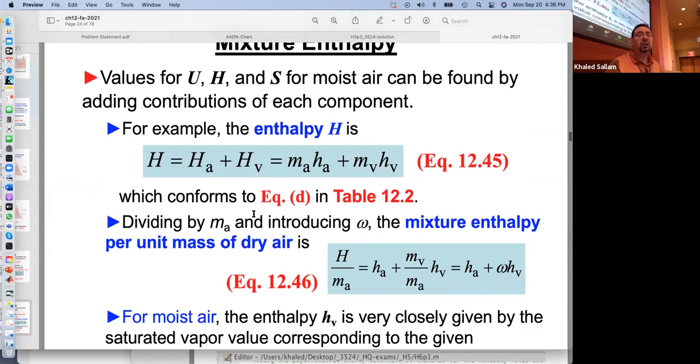And we talked about the enthalpy of the mixture, which is the enthalpy of the air plus the enthalpy of the water vapor. Both of them get multiplied by kilojoule per kilogram. Okay. So one important thing about this is that the h vapor, where do we get that?